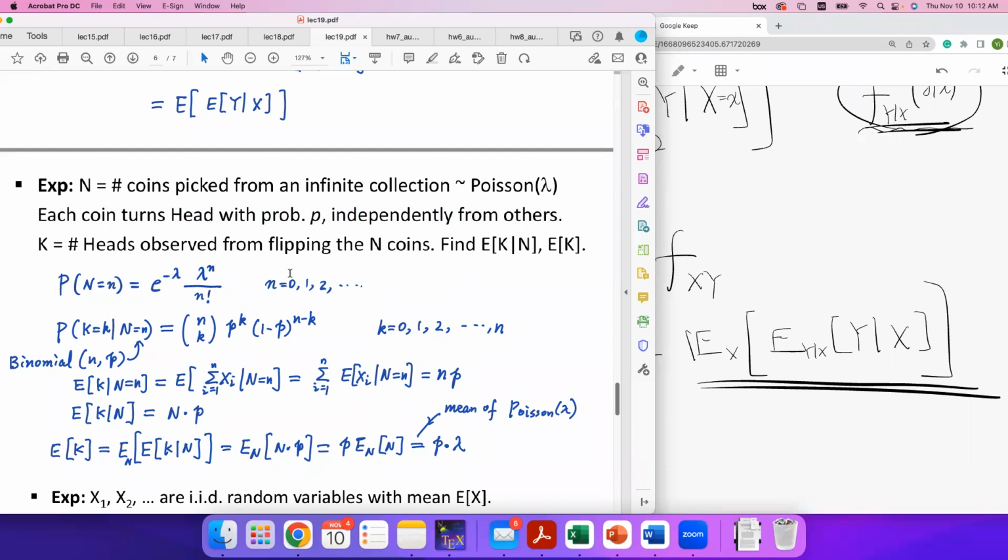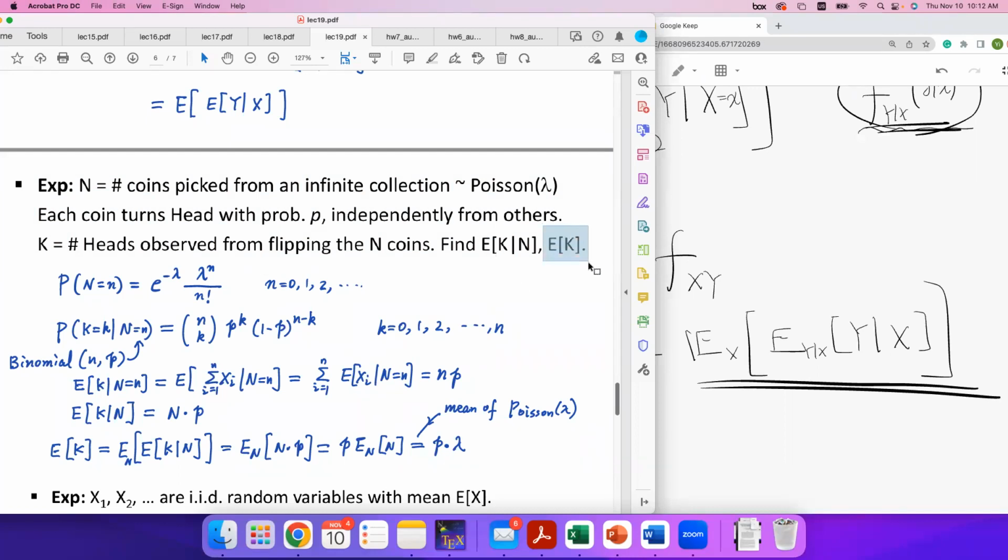There are two things, both n and k are random, right? The number of coins that we draw is random, following a Poisson distribution. And then once we fix that, the number of heads observed is another random number. So we want to find these two expectations. One is given, we want to find these two, right? Well, this is a random variable, and this, okay, is a number.